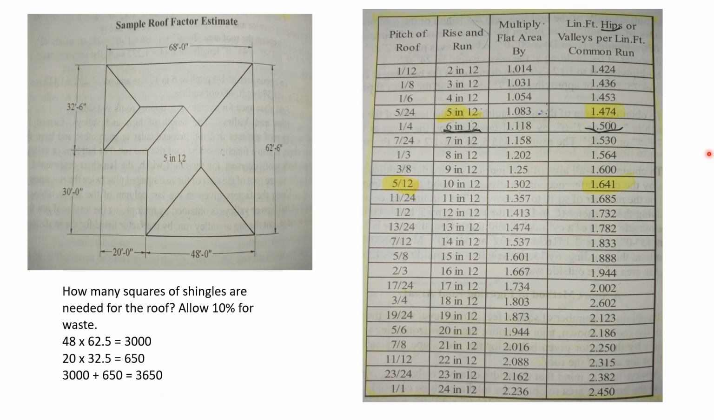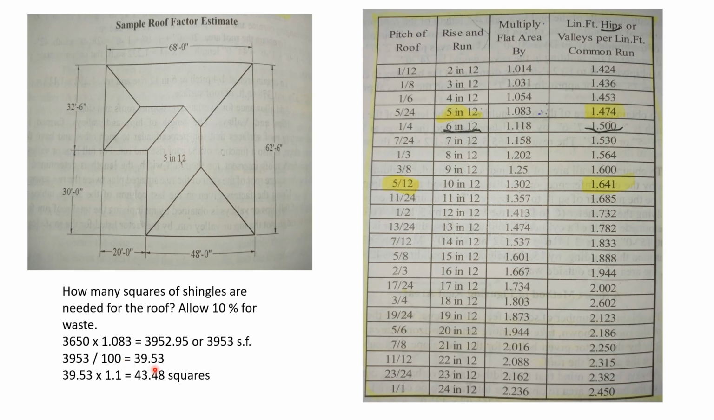All right. Now remember, what number are we looking for? A 5 and 12 flat area factor, 1.083. So we just take that 3650 times 1.083. We get 3952.95. We'll just call that, that's pretty close, we'll call that 3953, and we divide it by 100.